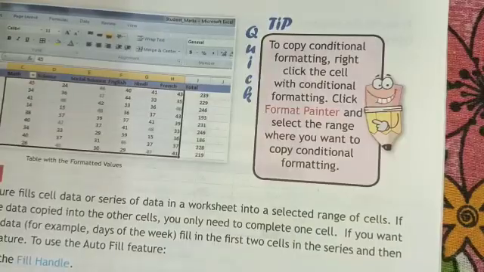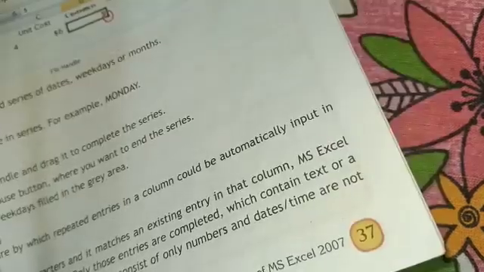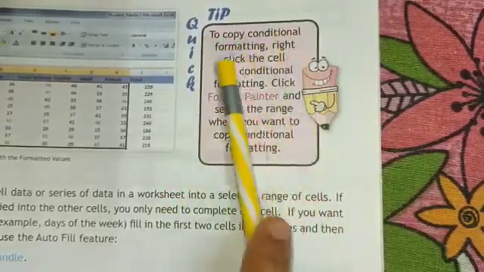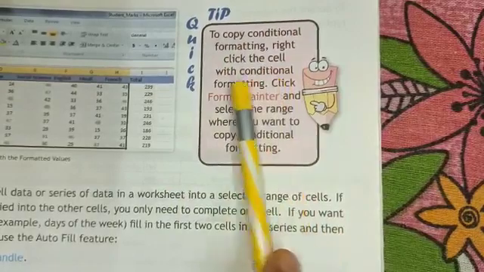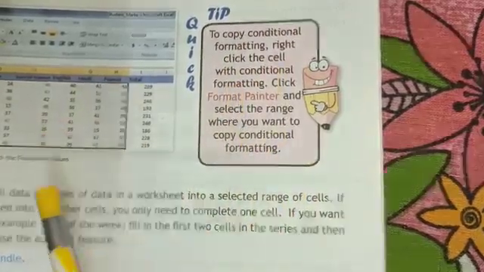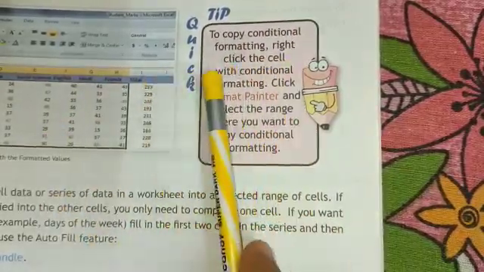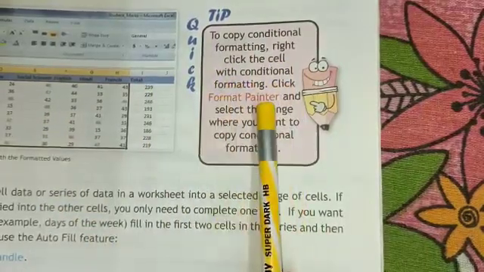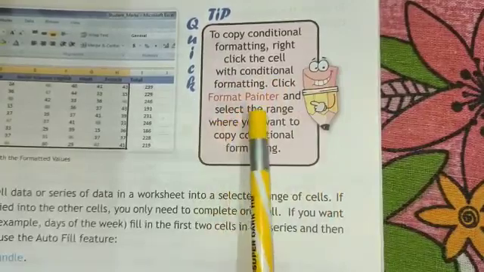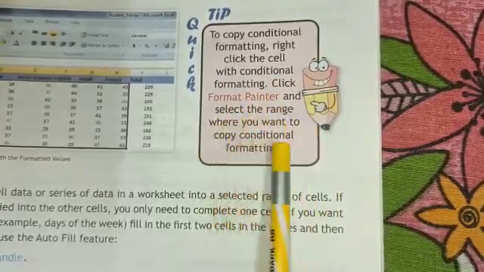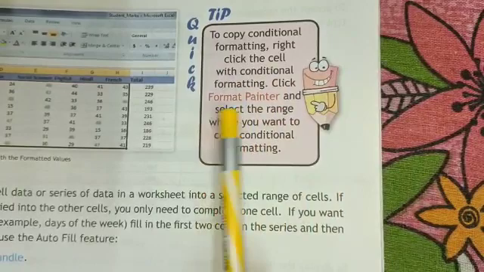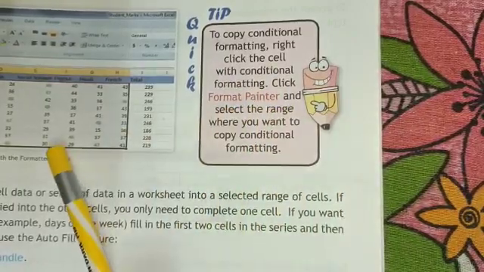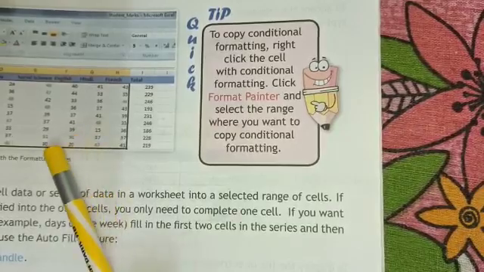Next, let us move to page number 37. To copy conditional formatting, we should right click the cell with conditional formatting. Click Format Painter and select the range where you want to copy conditional formatting.